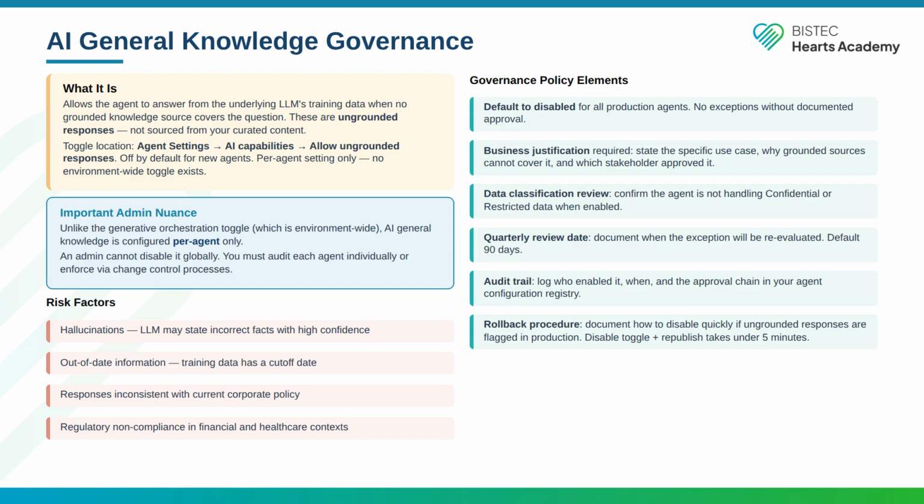Question to pose. Which of your production agents, if it had AI general knowledge enabled without your knowledge, would create the highest regulatory risk in your organization? What is your current detective control for that scenario?